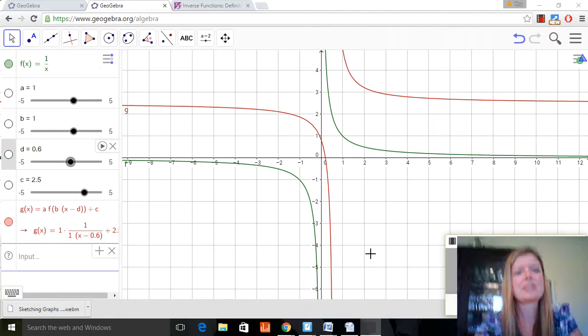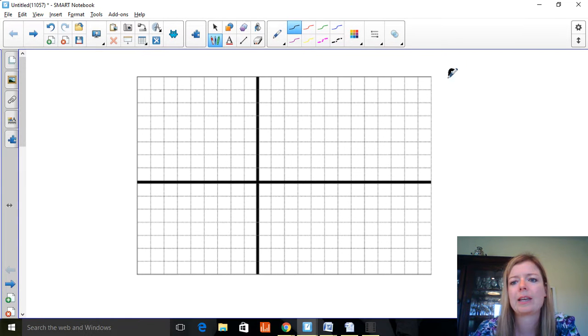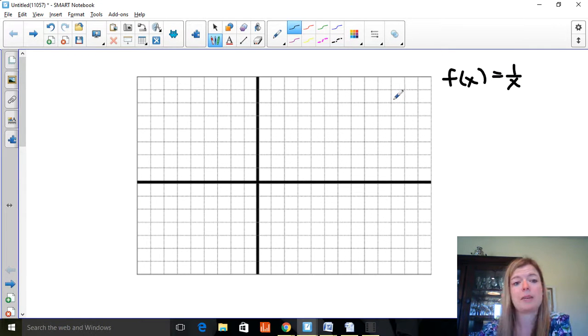Hi guys, this is just an extra example about transformations for those of you who want a little bit more explanation. So I'm going to do an example with a reciprocal function, 1 over x, okay? And I hope that this helps you guys.